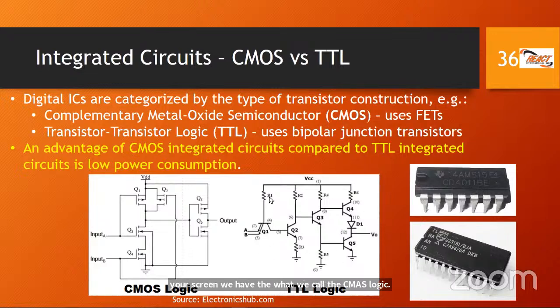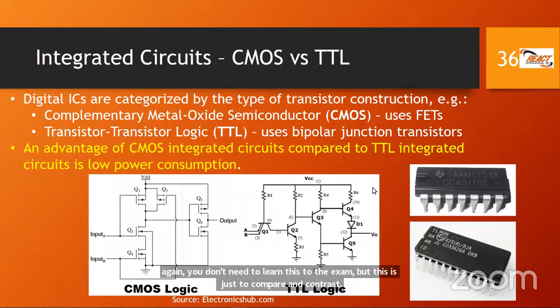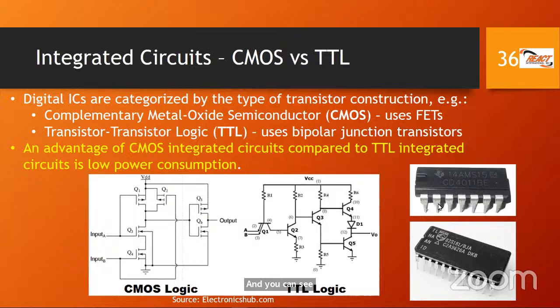So again, you don't need to learn this for the exam, but this is just to compare and contrast. And you can see here, you have both types. You have the CMOS chips and you have the TTL. You may say, but I can't really tell the difference. Yeah, well, sometimes you cannot, oftentimes you cannot, and you have to look at the part number to tell whether this is a CMOS or this is TTL or whatever it is, right? The part number is important. These packages are standard packages and may be used for different purposes.